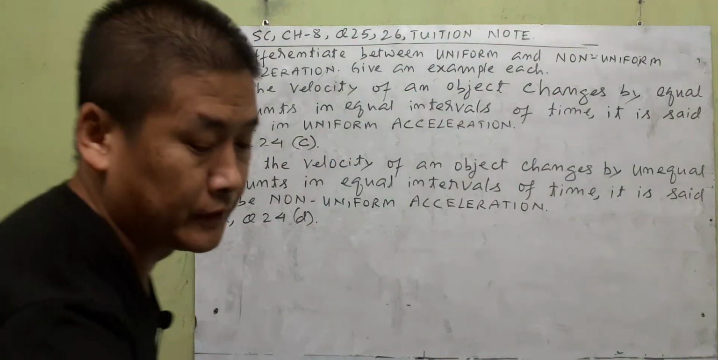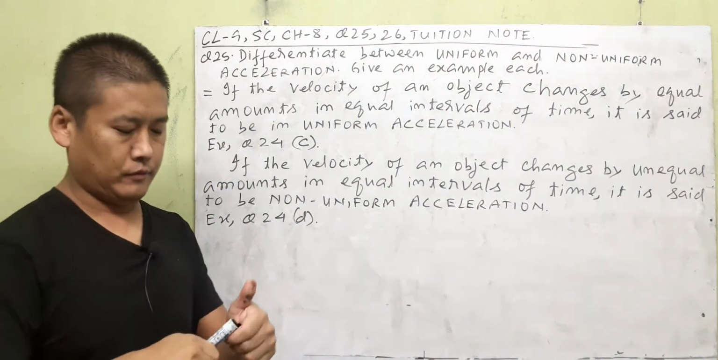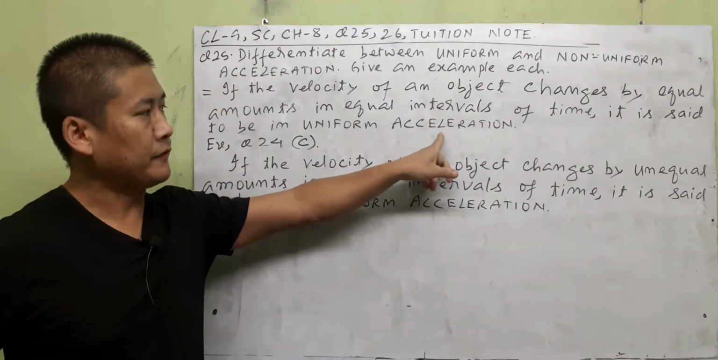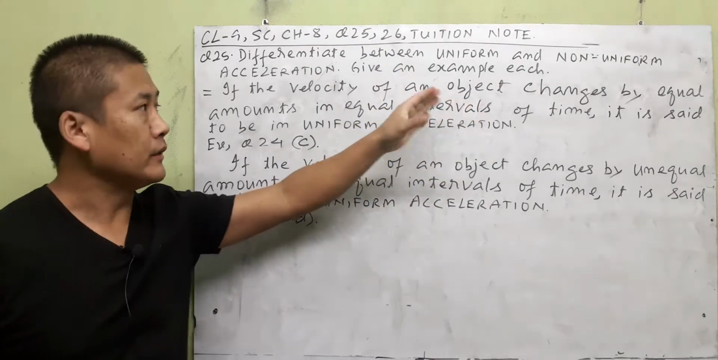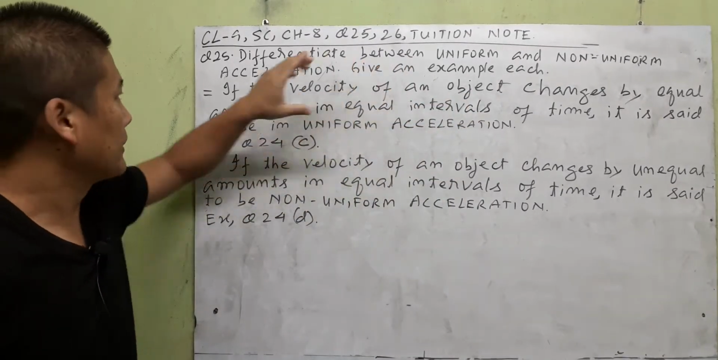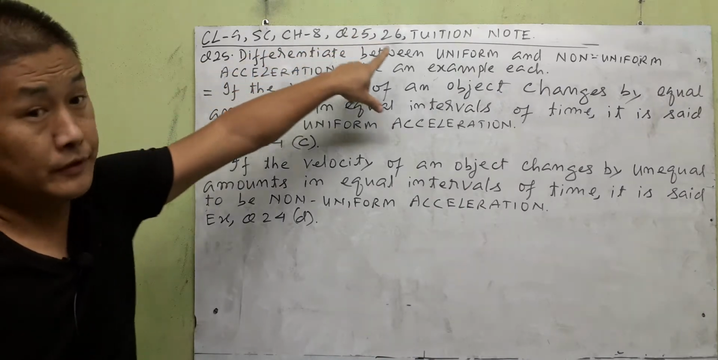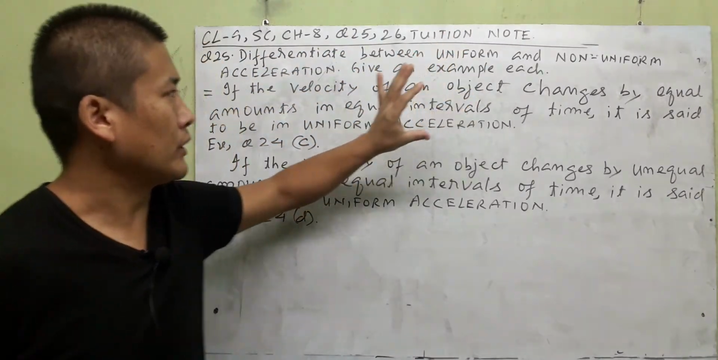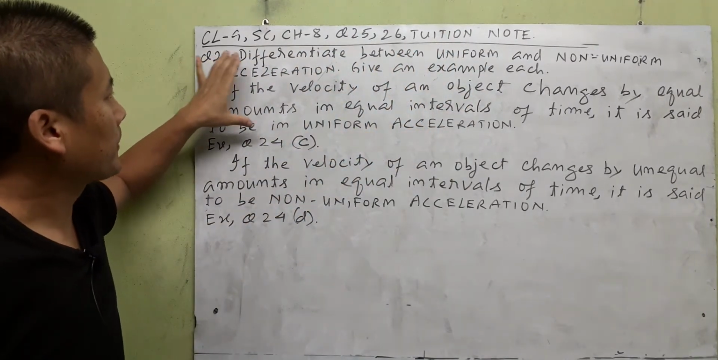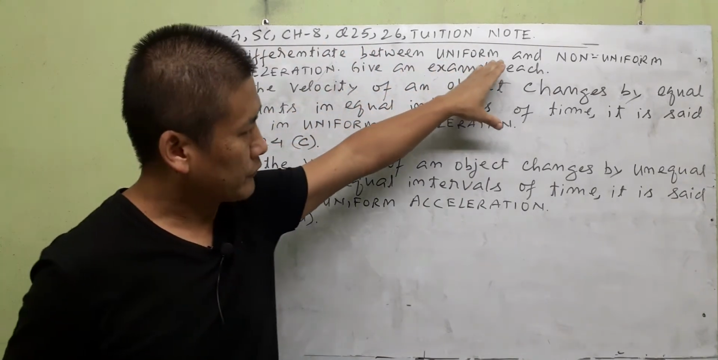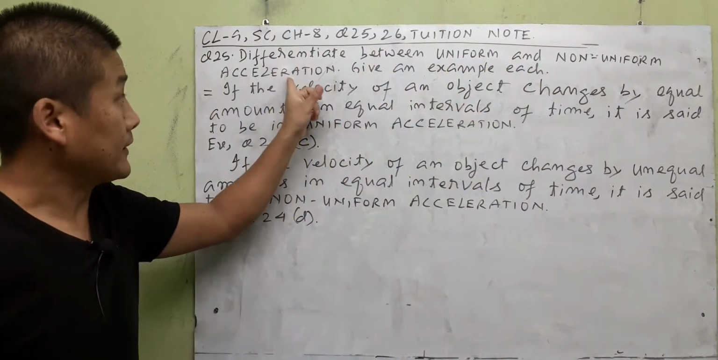So in this class we will continue from where we left off in the last class, the class immediately before this. So question 25 and 26, important questions, we will discuss. First, 25: differentiate between uniform and non-uniform acceleration.